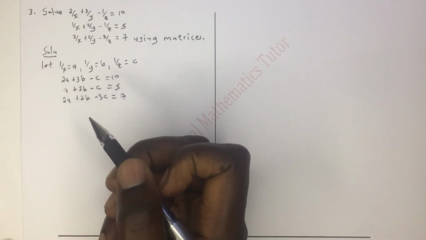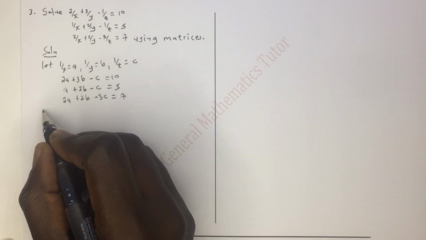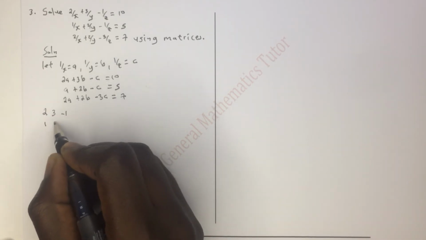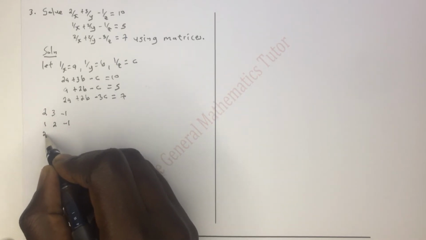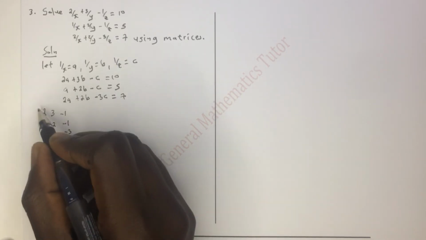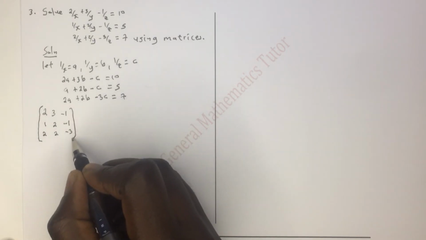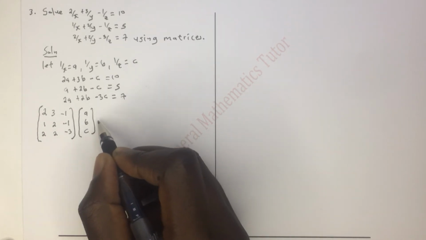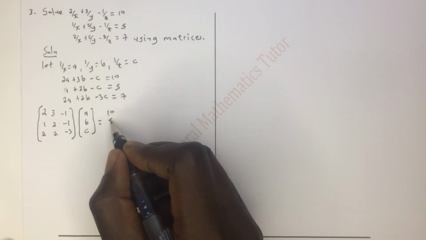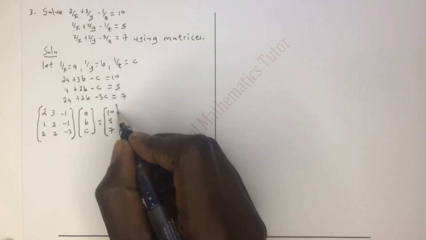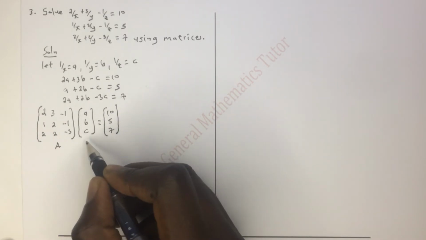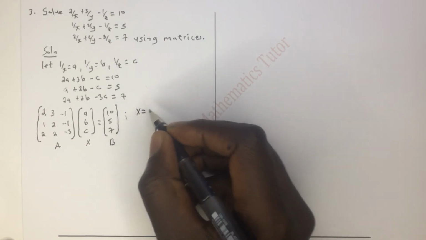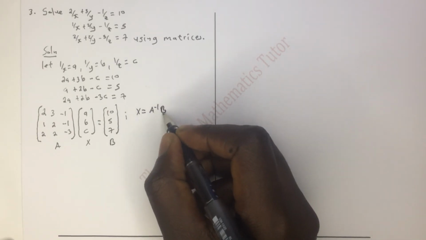So let us start by rewriting these into a matrix. So we're going to have 2, 3, negative 1, 1, 2, negative 1, 2, 2, negative 3. That's the coefficient matrix. Then the unknowns, or the variables, are just a, b, and c, and that is equal to 10, 5, 7. So as usual, we let this one be the matrix A, that the matrix X, and that B. So that to get X, you just have to take the inverse of A times B.